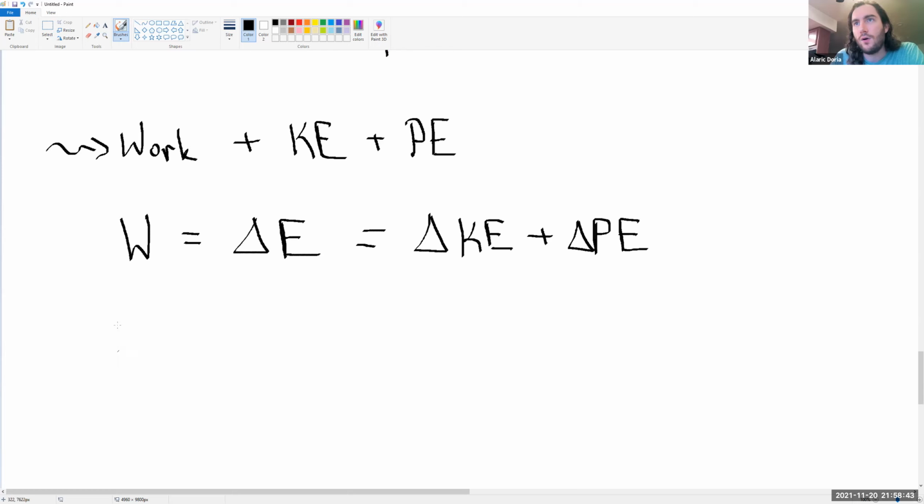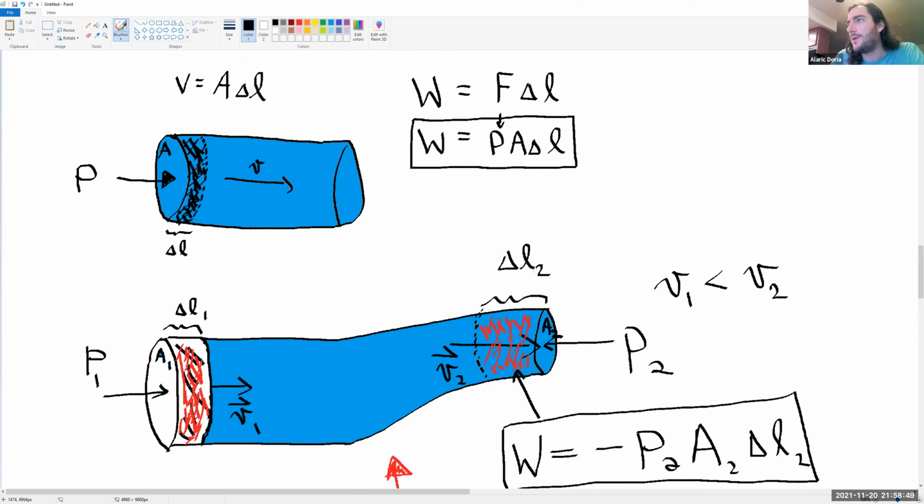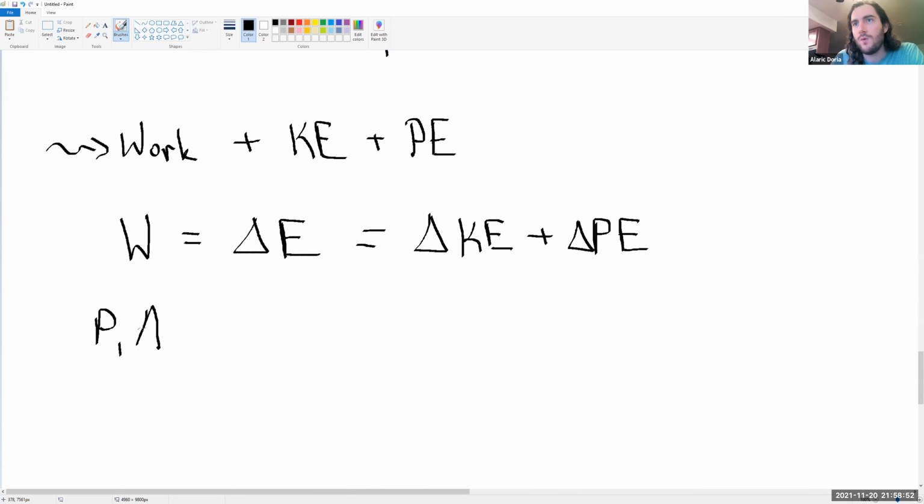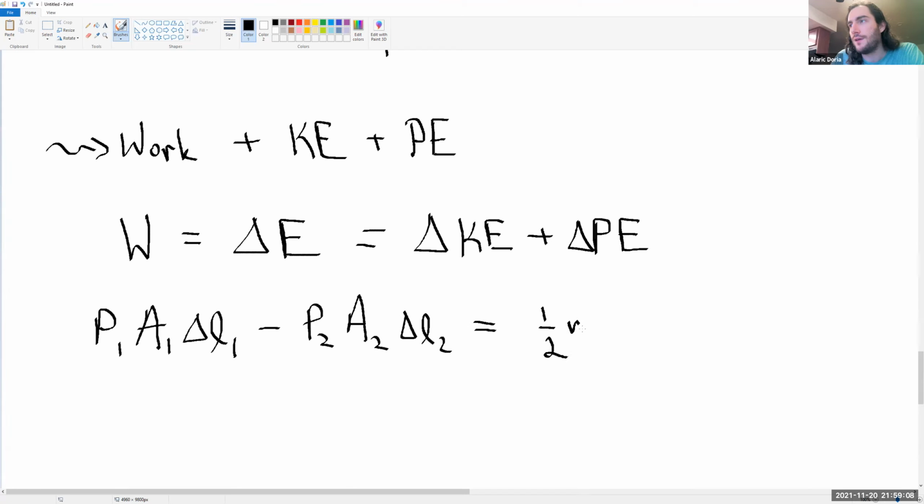And so if we account for all of the works that are being done here, we have, what was it? P1 A1 delta L1, minus P2 A2 delta L2. And that's got to be equal to 1/2 M1 V1 squared, a change in kinetic energy. So that's the initial kinetic. So 1/2 M final V final squared.